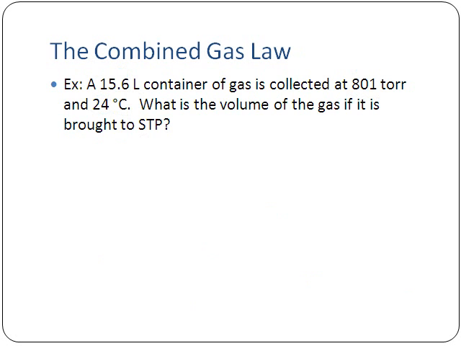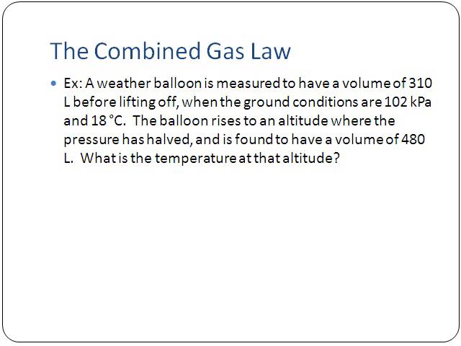Continuing, we've got another example here. In this case, what we know is a weather balloon is measured to have a volume of 310 liters before lifting off when the ground conditions are 102 kilopascals and 18 degrees Celsius. The balloon then rises to an altitude where the pressure is halved, and it's found at that point to have a volume of 480 liters. So what's the temperature at that altitude?